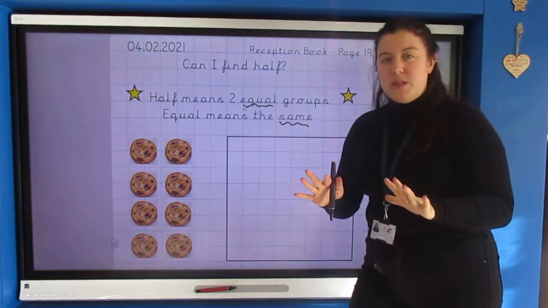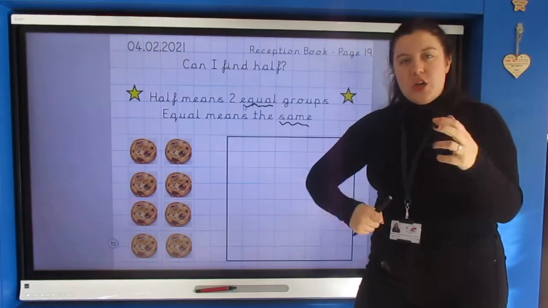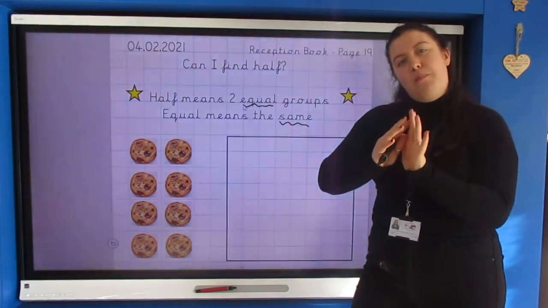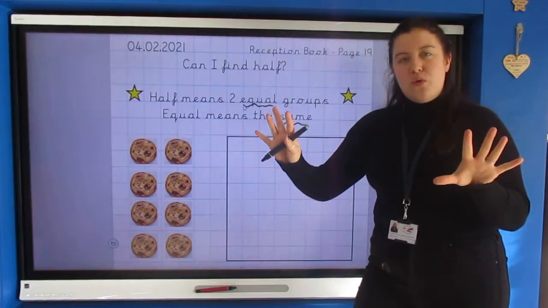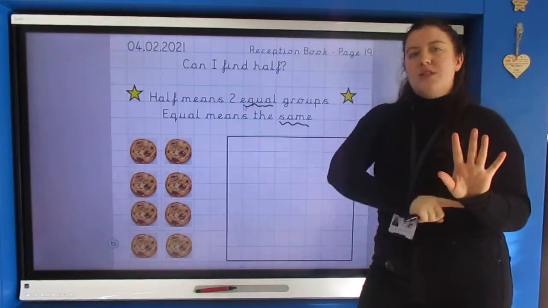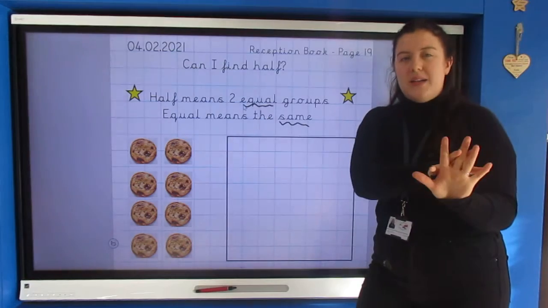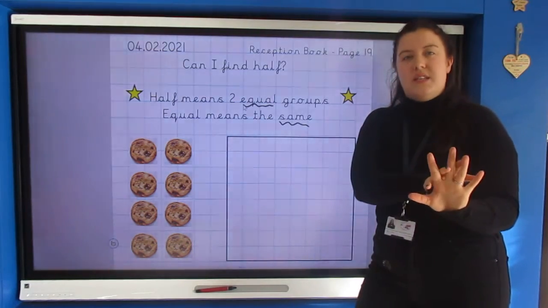So I need to halve them. So have a think about it. Get your objects, count 8 objects at home, and see if you can put them into 2 equal groups. Once you've got 2 equal groups, count how many you've got in one group, and that is your answer to what half of 8 is.